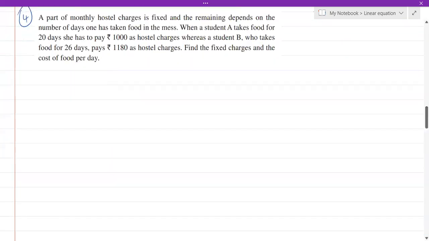Okay, this is similar to the previous one. A part of monthly hostel charges is fixed, and the remaining depends on the number of days one has taken food in the mess. When a student A takes food for 20 days, she has to pay rupees 1000 as hostel charges, whereas a student B who takes food for 26 days pays rupees 1080 as the hostel charges. Find the fixed charges and the cost of food per day.